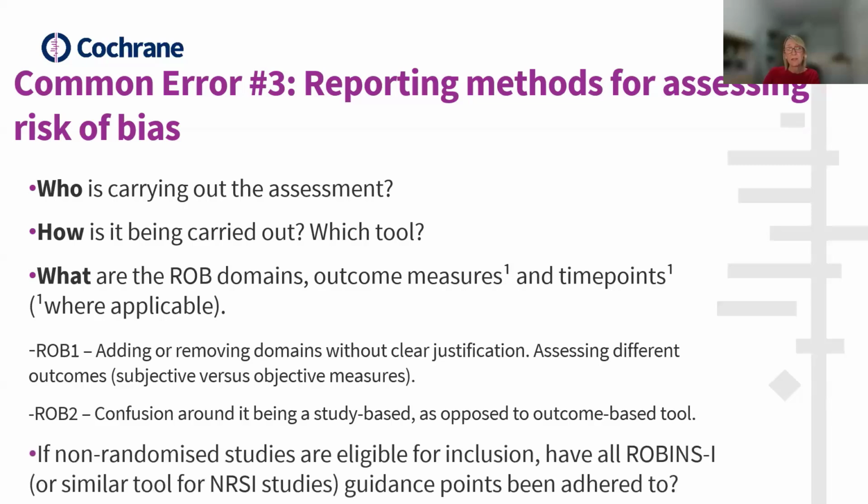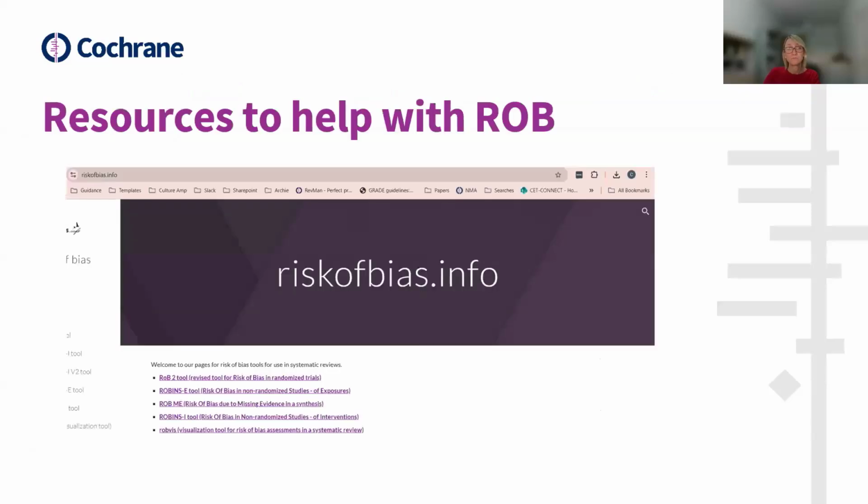And finally, when non-randomized studies are included, authors often don't report the methods they plan to use for assessing the ROB, and they should report these methods in similar detail to those methods reported for the Cochrane risk of bias tools. Here are some resources which contain detailed guidance for various risk of bias tools. If you're using ROB1, please refer to the older version of the Cochrane Handbook, version 5.2, 2017.